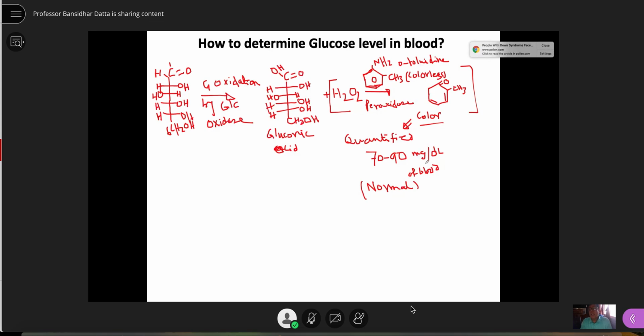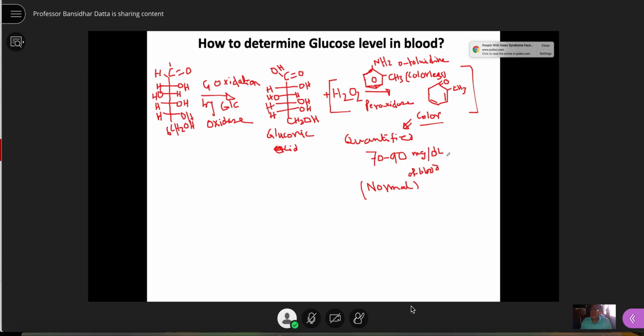And if someone gets to 600 and above and stays there for a while, that person can go into a coma. A very dangerous condition for a patient. So that's the importance of this: how to determine the glucose level in the blood.